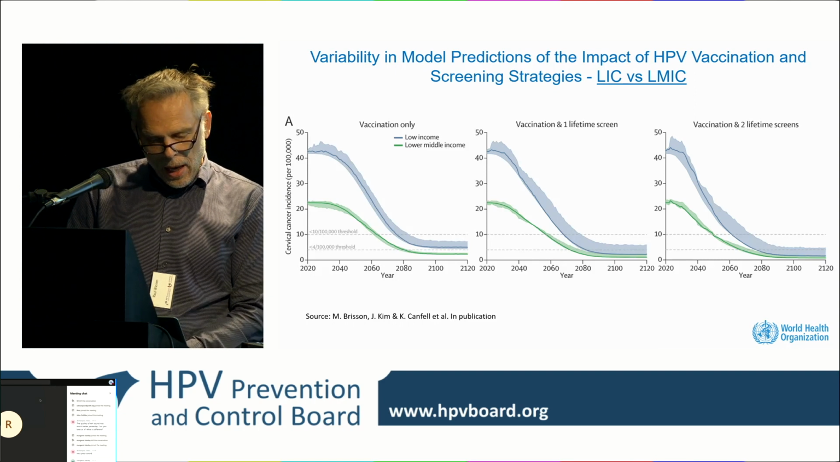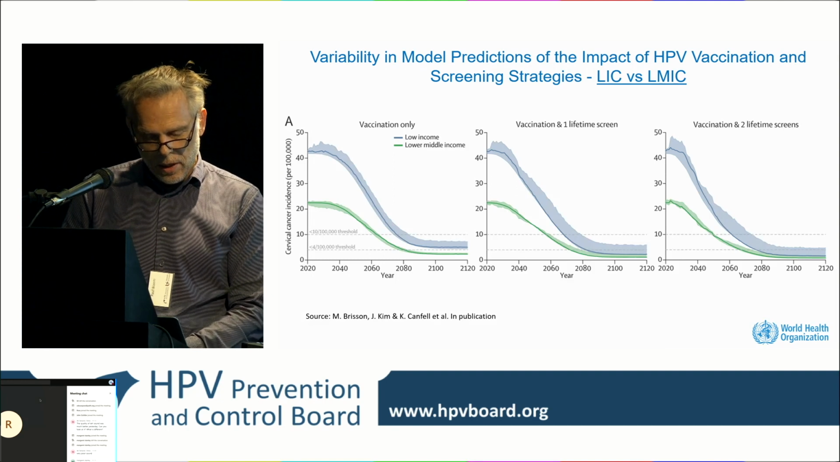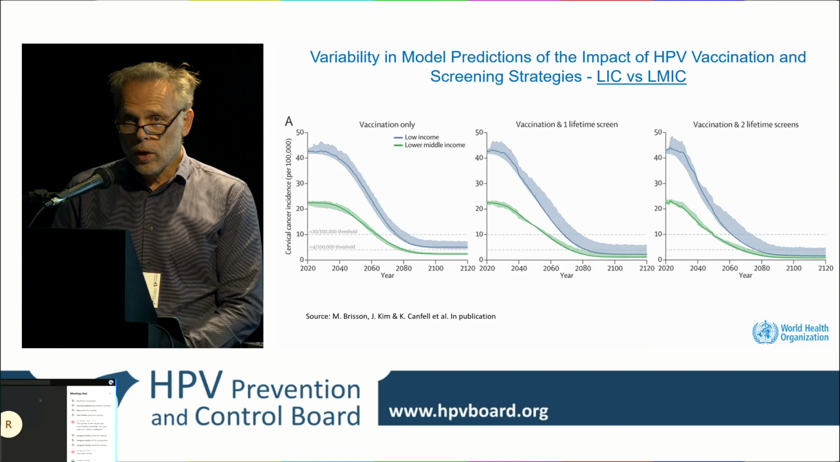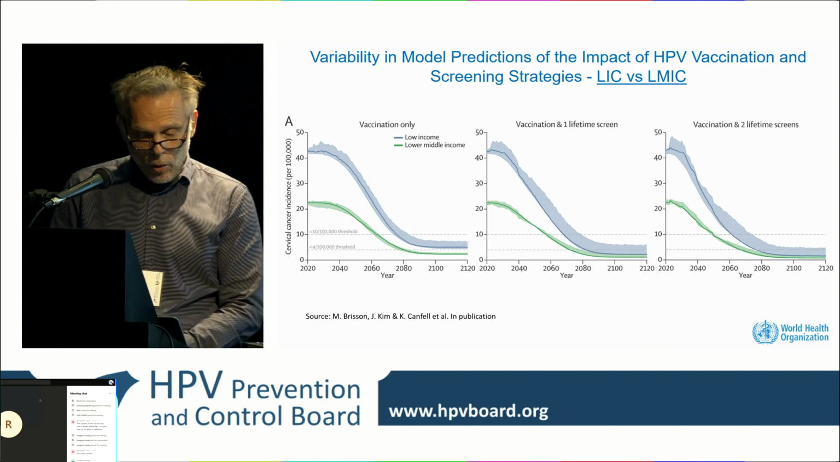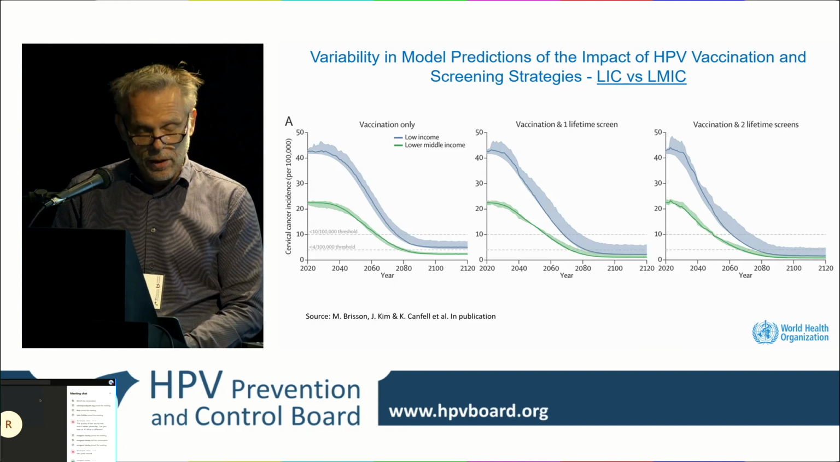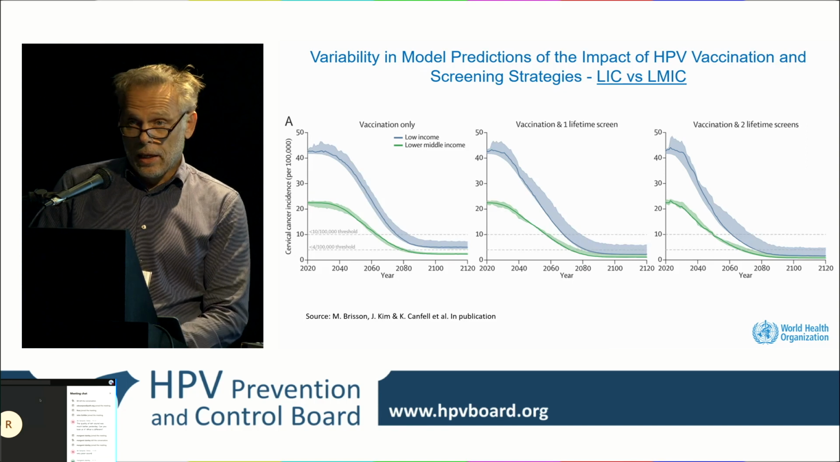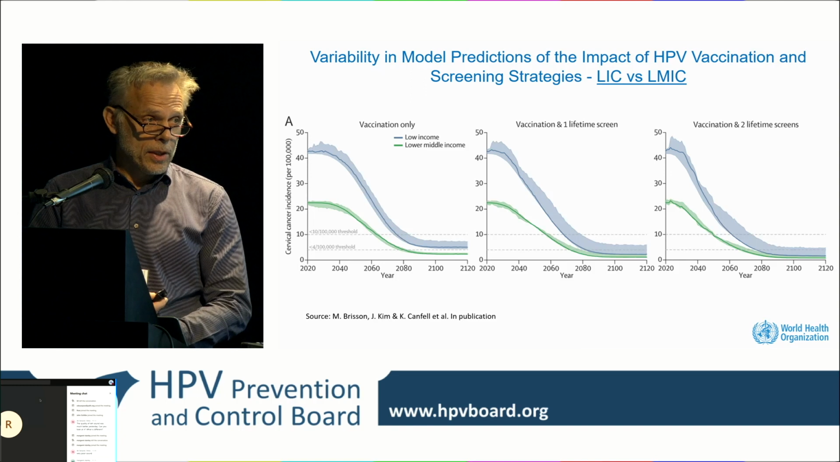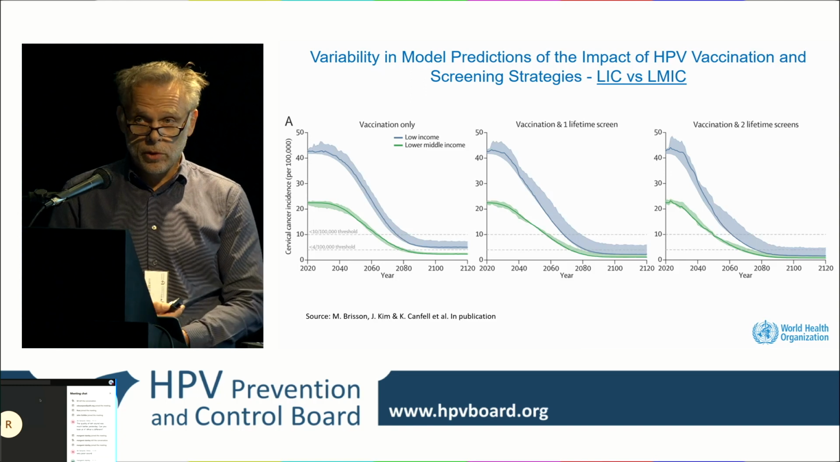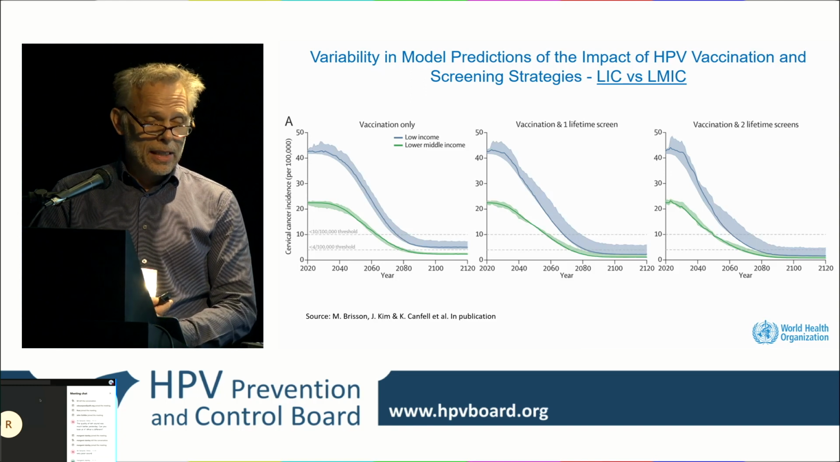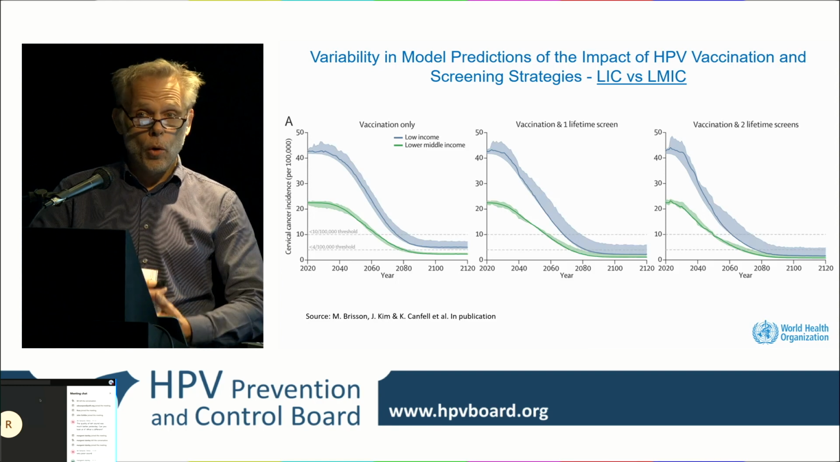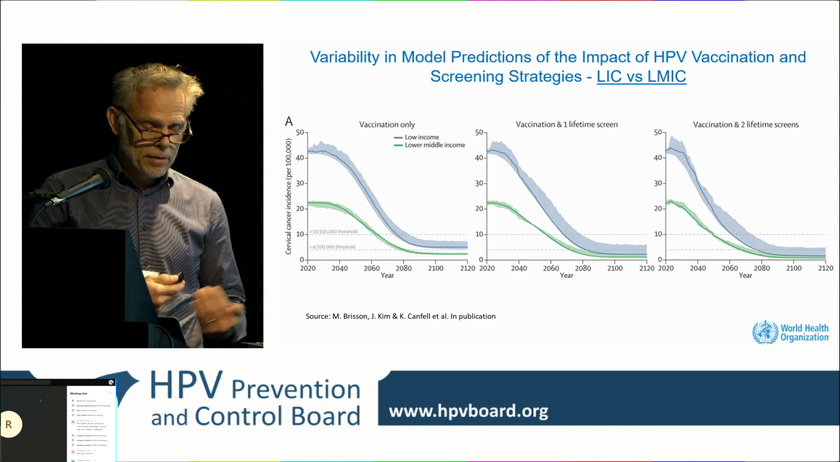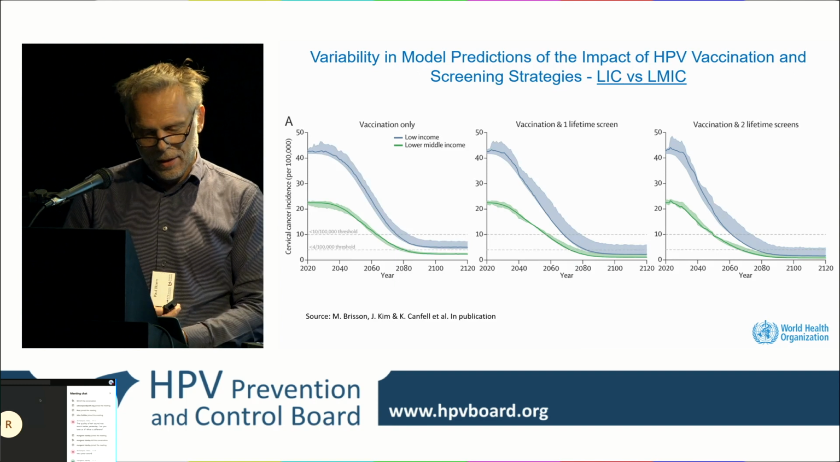And what you can see is that in the low-income countries, with vaccination only, we will not be able to go below this threshold of 4 per 100,000, which has been coming up as the threshold that, with a scenario of 2 lifetime screens and vaccination, is something that could be attained for the whole global level. So maybe that's a step that I will not get to otherwise.